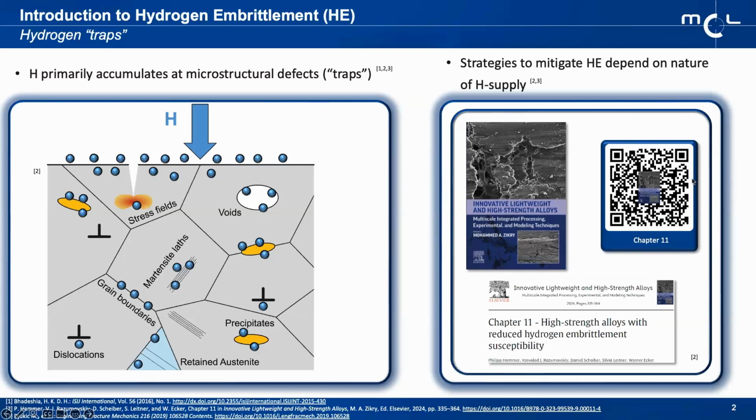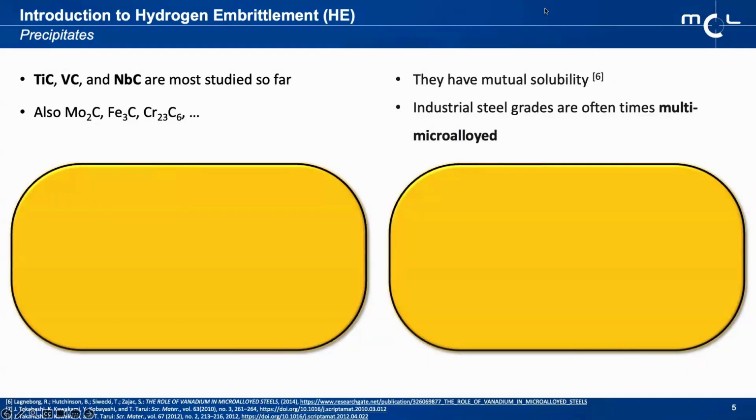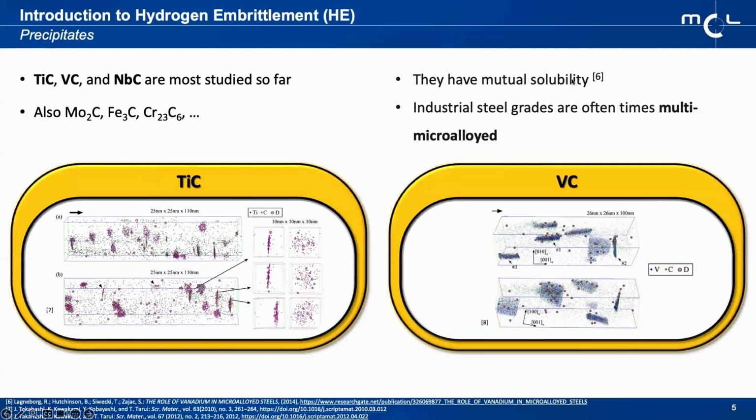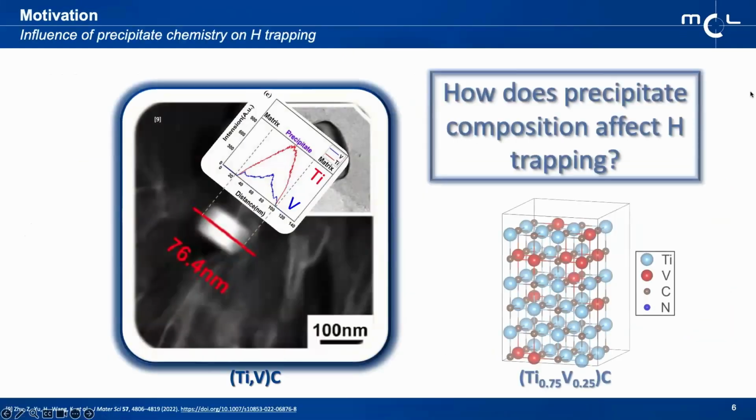As you have seen in the title, it's a DFT study, density functional theory. I'm a simulations guy, so no experiments today, but I hope you can see that with density functional theory we can determine some very important ideas and concepts of how we can counteract hydrogen embrittlement.